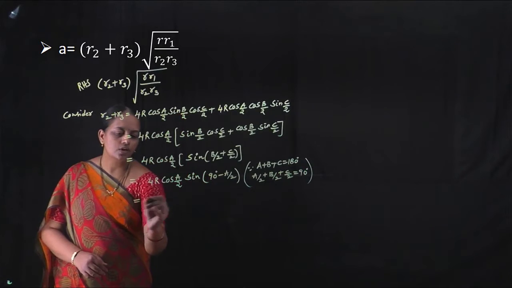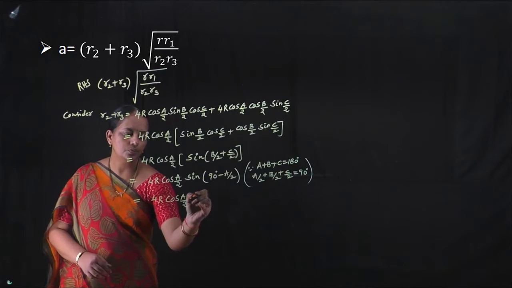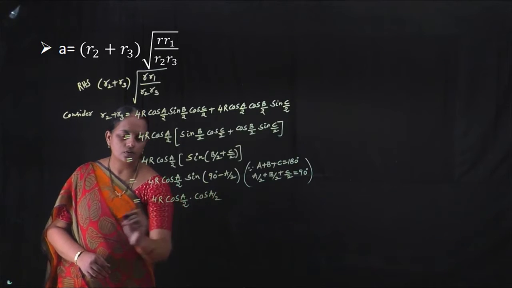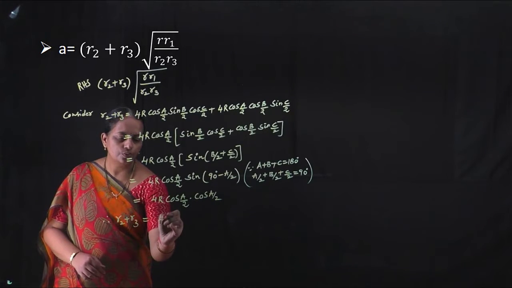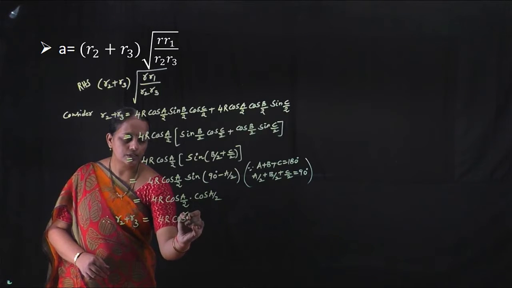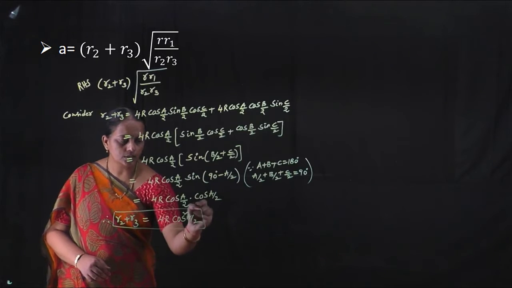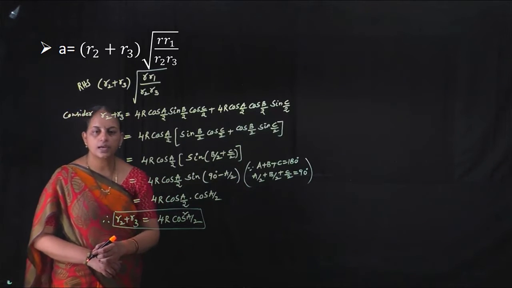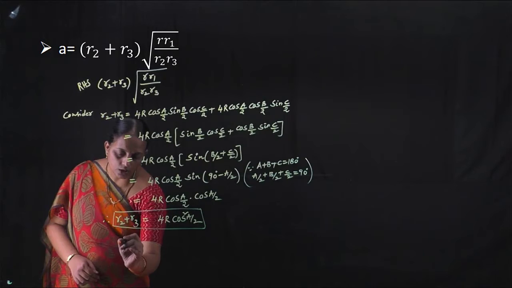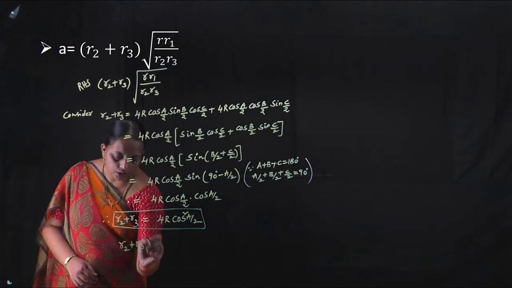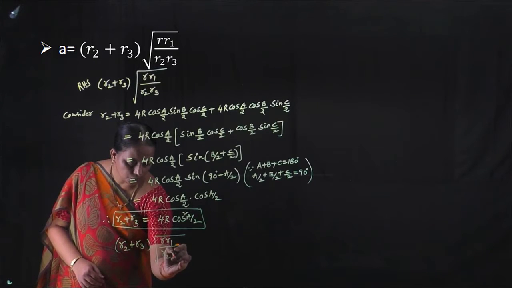Okay. This is equal to 4R cos A by 2 into sin (90 minus A by 2), which means cos A by 2. Therefore, R2 plus R3 is equal to 4R cos A by 2 into cos A by 2, which is 4R cos square A by 2. Substitute it in the RHS part, that is (R2 plus R3) into root over (R R1 by R2 R3).